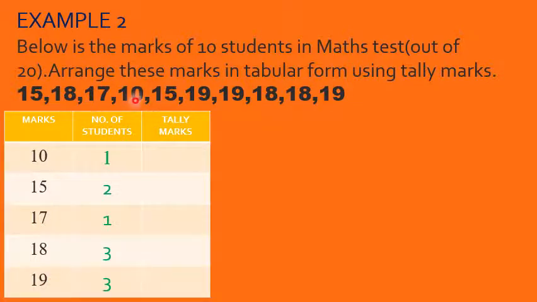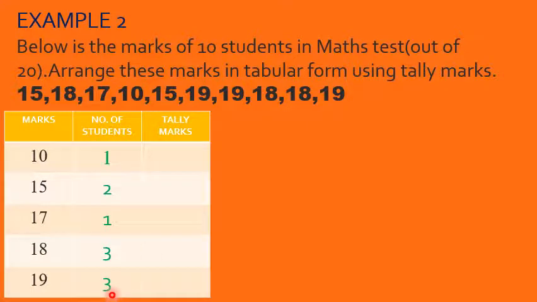Okay, we collected the data and we have represented it in a tabular form. Now we counted 15. 15 is 2 times. So I have written 2 in front of 15. Similarly 18. 18 is 1, 2 and 3 times. So I have written 3 in front of 18. Then 17. In front of 17 I have written 1 since 17 is only once. Then 10. 10 is again 1. So I have written 1 in front of 10. Then 19 is 1, 2 and 3. So I have written 3 in front of 19.